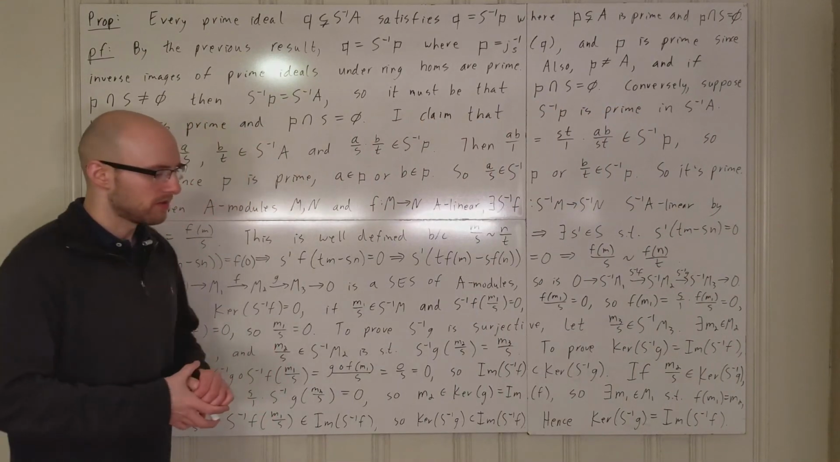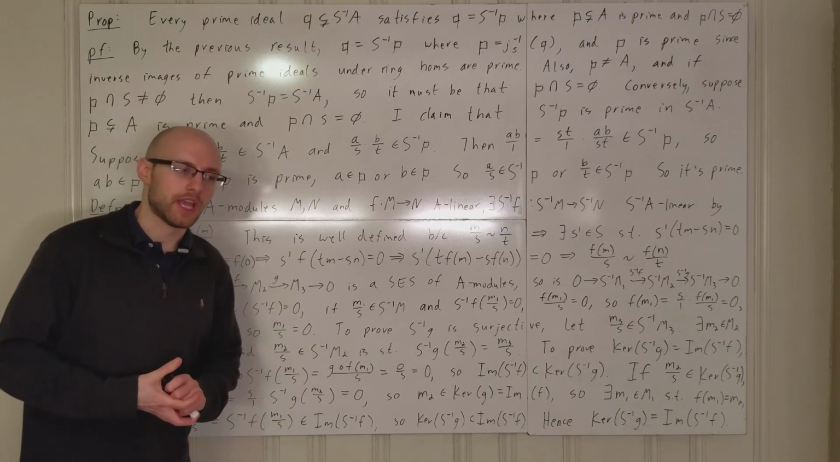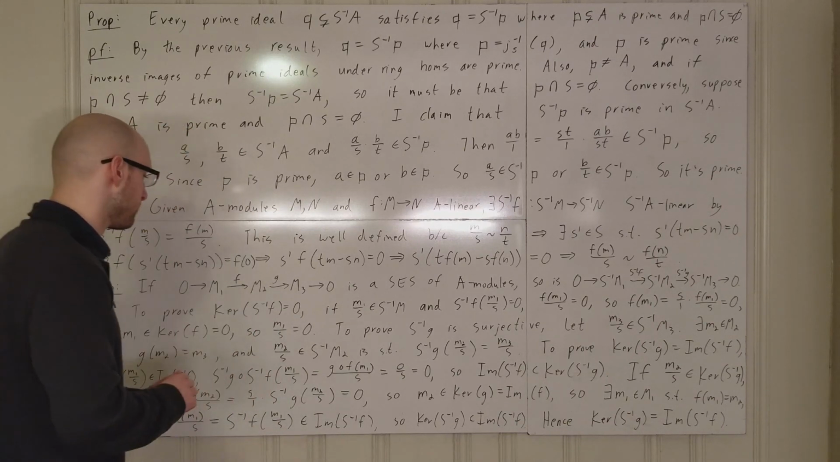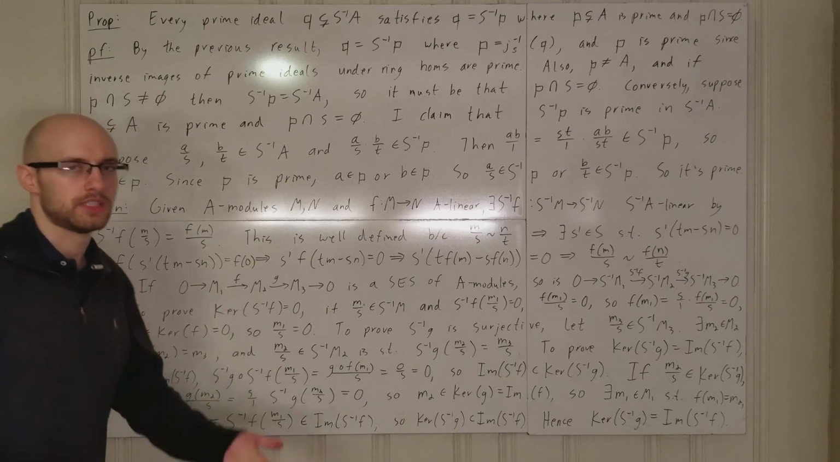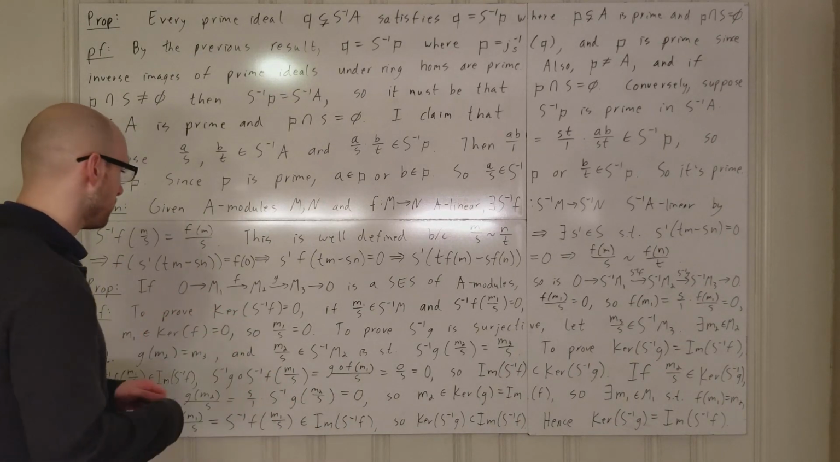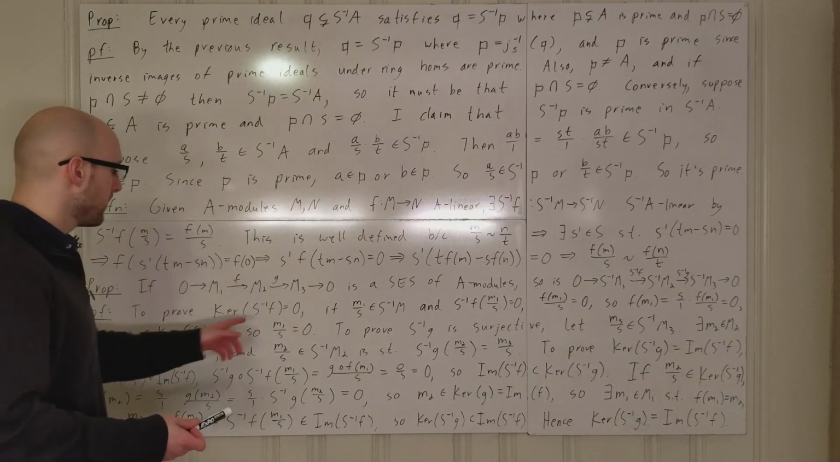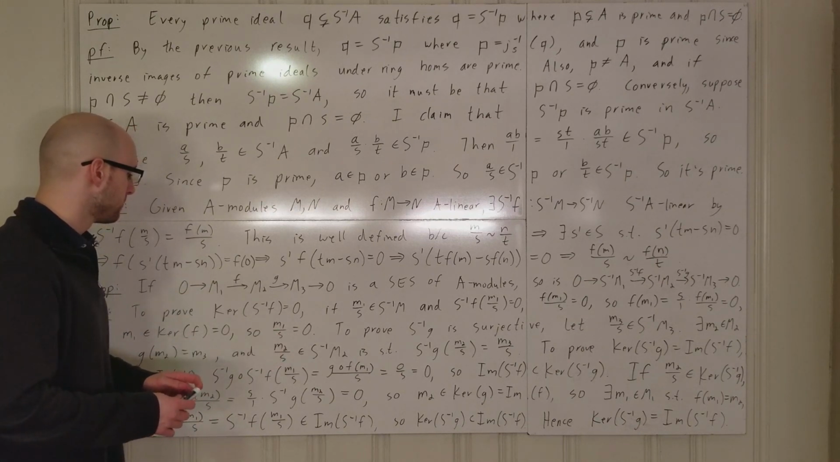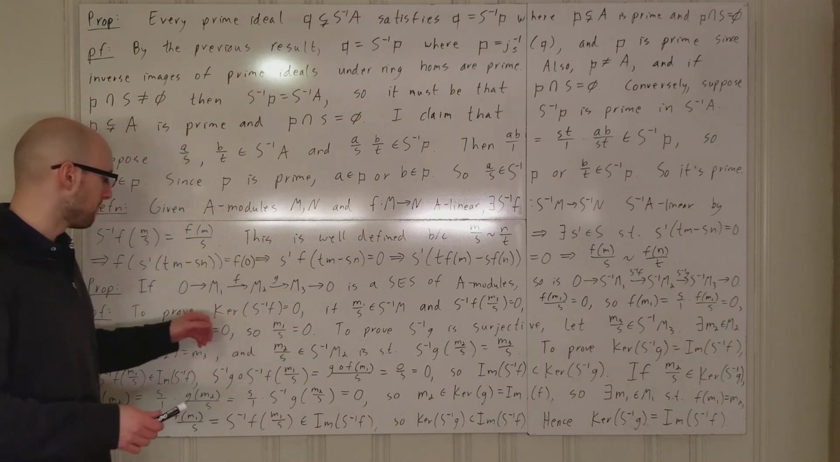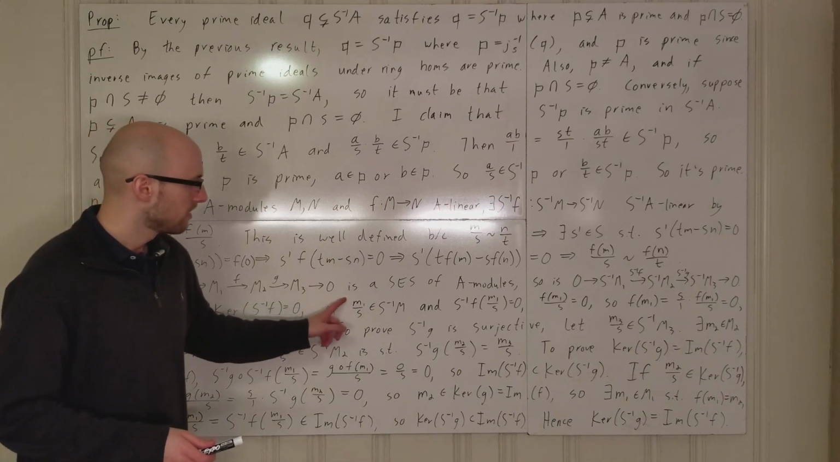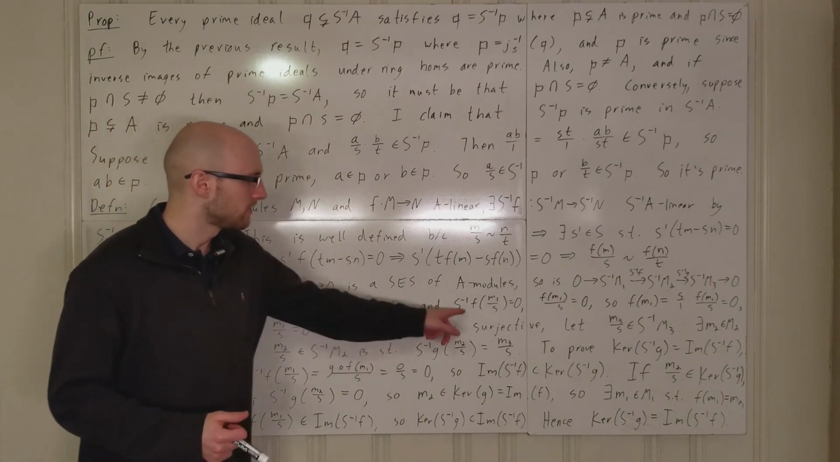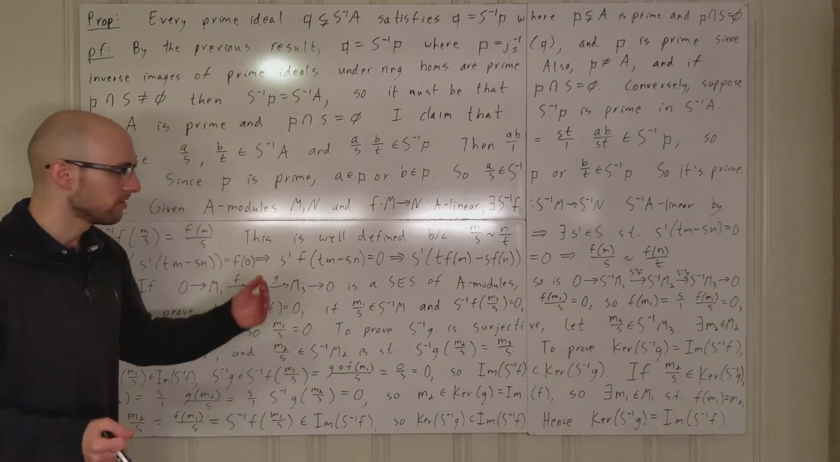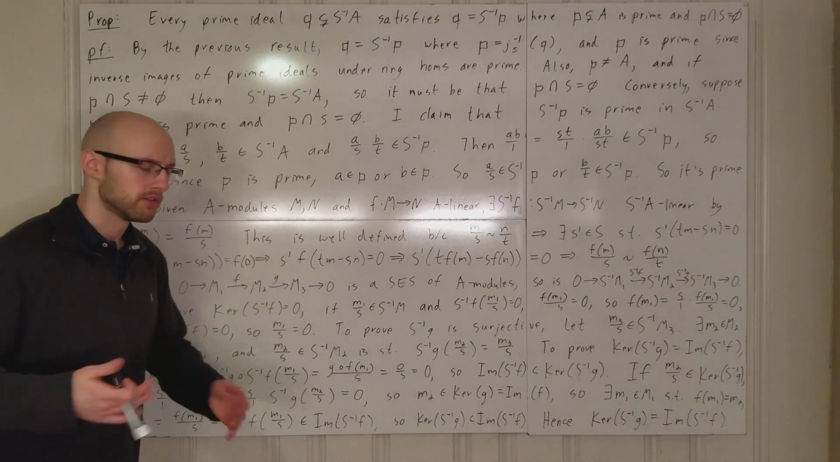Because in the ring of fractions, 0 divided by anything is 0, or equivalent to 0. It belongs to the equivalence class of 0. Okay, so if m1 over s is 0, then if you have something that's in the kernel of S inverse F, then it's 0. So the kernel is equal to 0.